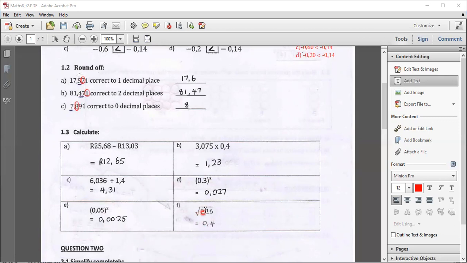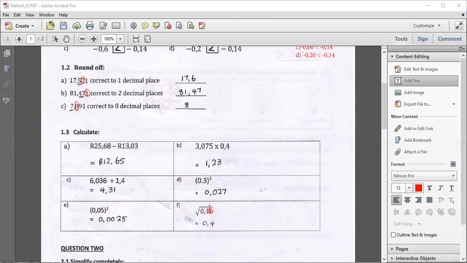And square root of 16, 0,16. Square root of 16 is 4. And here we use 1 decimal place. It's half the number of decimal places here. We have 2, so we half. When we square, we multiply by 2.